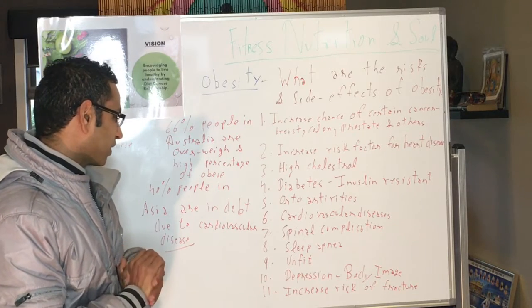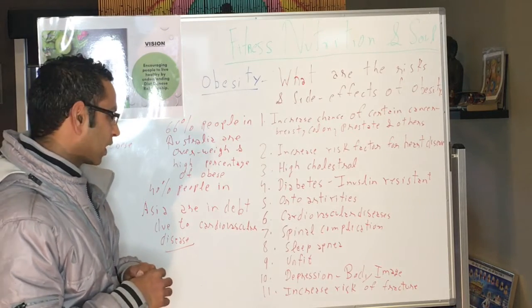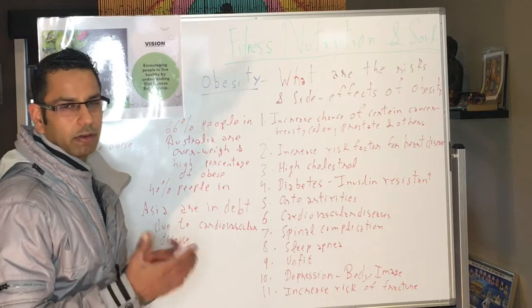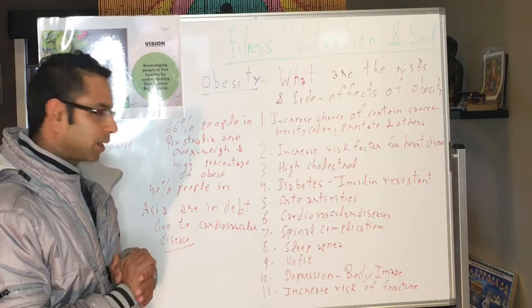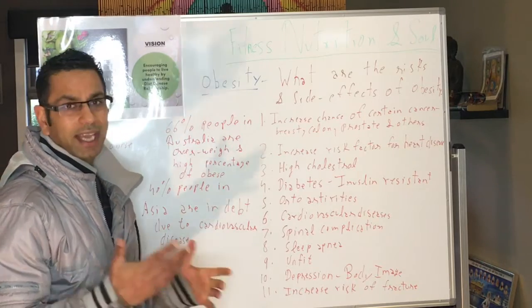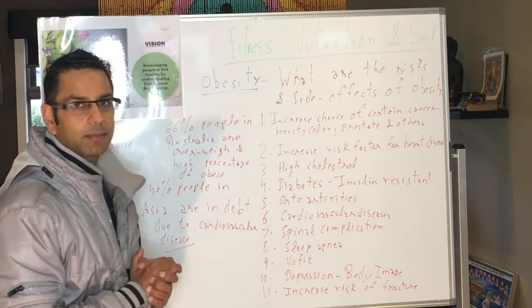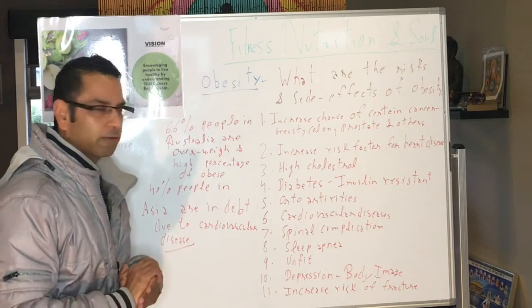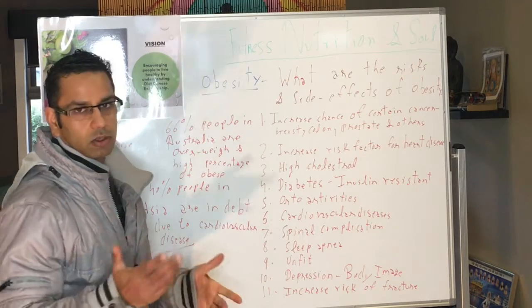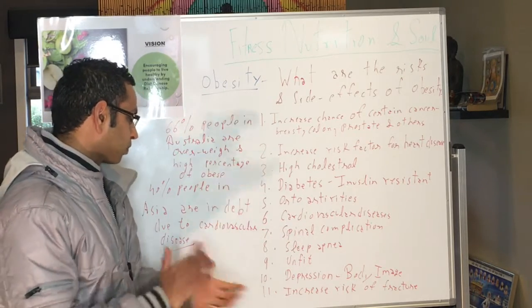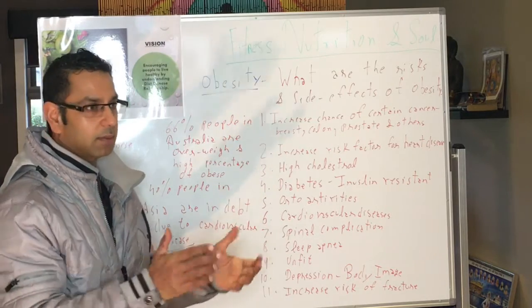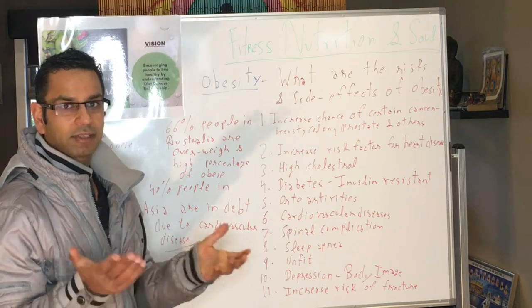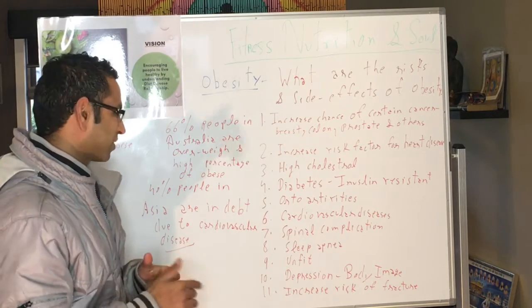The 10th one is the social side, like body image. If you're obese, you can have less confidence, or some people do, not all of them, and that can cause depression as well. The 11th one is that it increases the risk of fractures. For example, if you fall down and you're really overweight, it increases the risk of fracture.